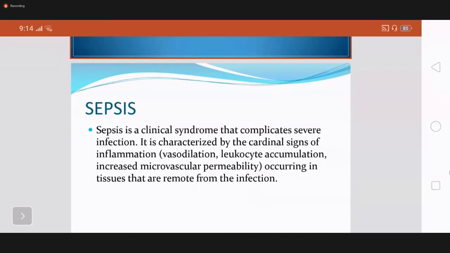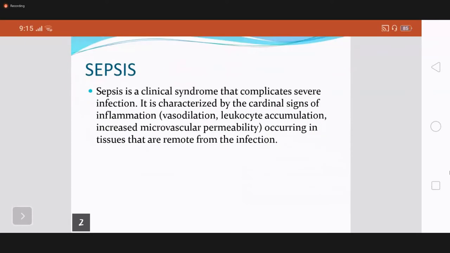The first definition is that of sepsis. Sepsis is a clinical syndrome that complicates severe infection. It's the body's immune response to any severe infection and is characterized by the signs of inflammation that we all know are vasodilation, leukocyte accumulation, and increased capillary permeability. And this occurs in areas that are remote from the site of infection.